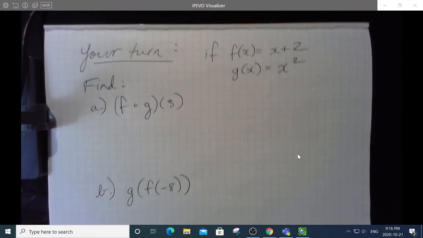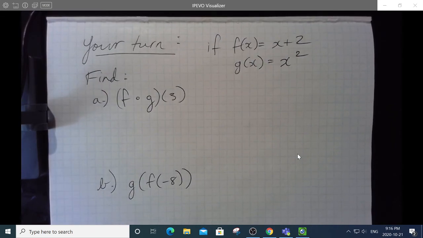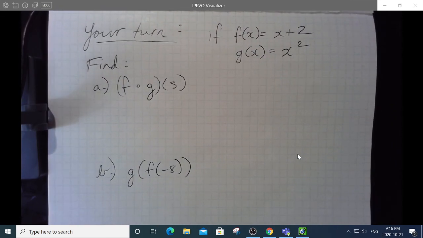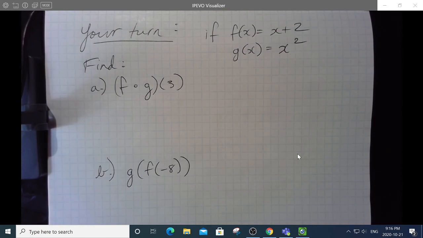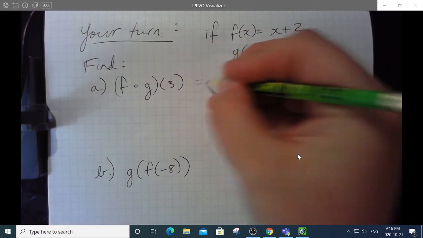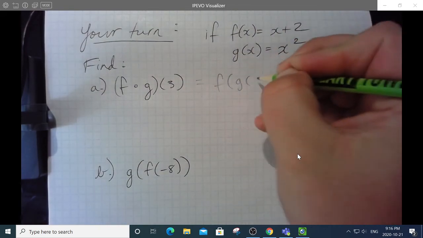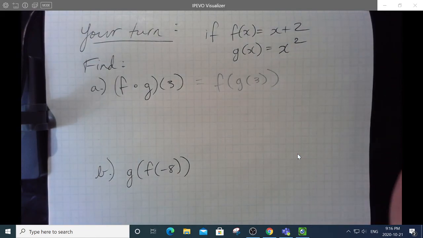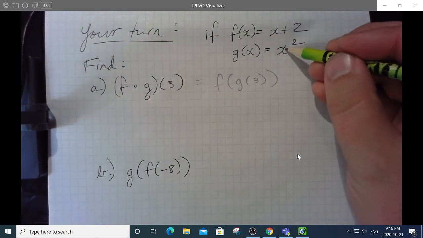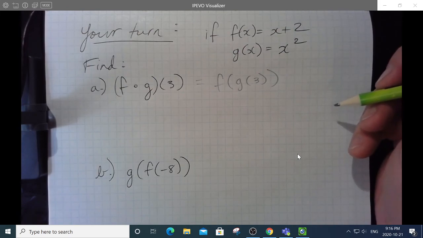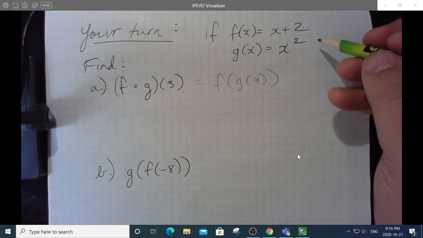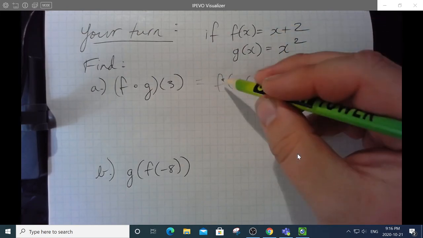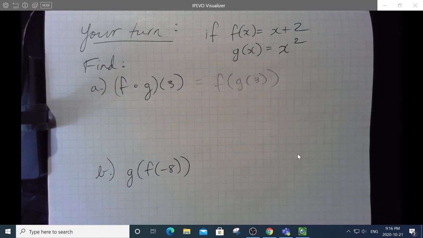Your turn. Pause the video and give these two a try. If f of x is x plus 2 and g of x is x squared, find f of g of 3. And remember, that's like saying find f of g of 3. And there's a couple ways you can do it. You can plug 3 into g of x, get an answer, plug that answer into f of x. Or you could do it the algebra way. Find an equation that represents this first and then plug 3 into it. I don't really care which way you do it. On your mark, get set, go.